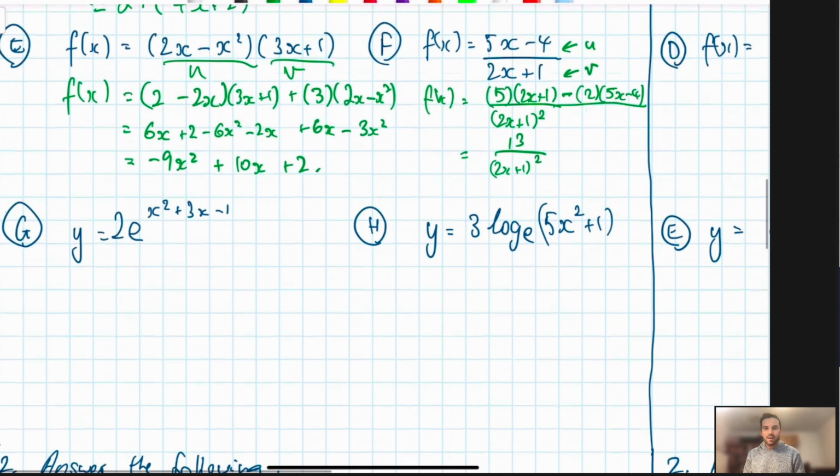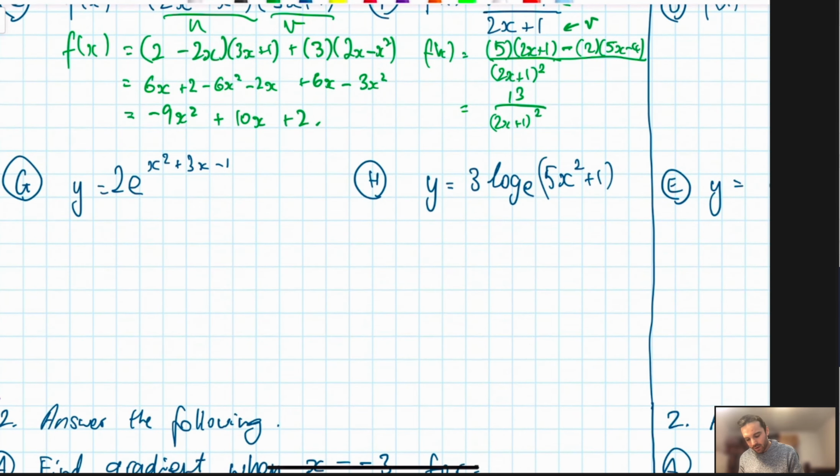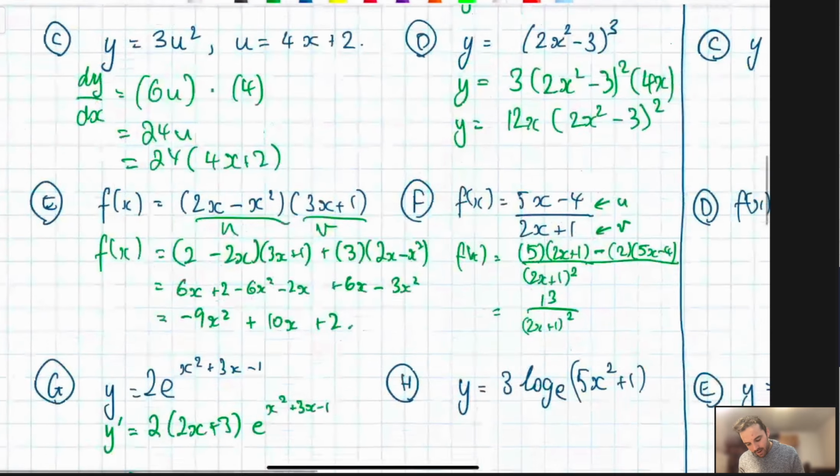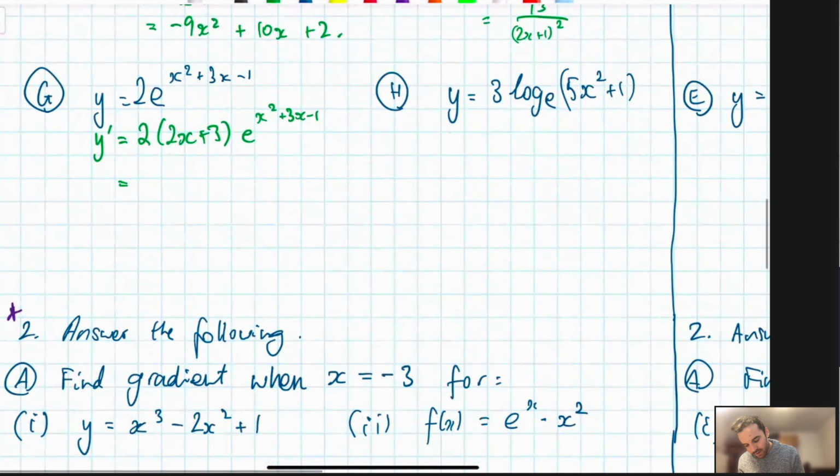Okay, now g, we've got an exponential function here. So to find this, we're going to keep that 2 at the front, and then we're going to bring the gradient of the power down as a coefficient. So it's going to be 2x plus 3, e, and then we just keep that function as is. So we leave it there. And we can, if we want, expand this as well. Well, that is definitely not 6. So 4x plus 6, lots of e to the x squared plus 3x minus 1.